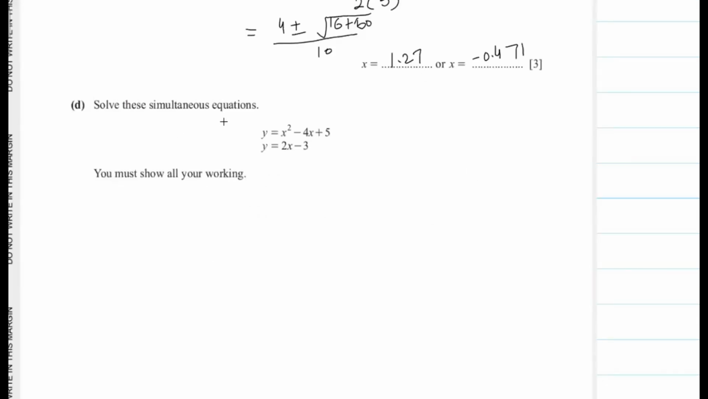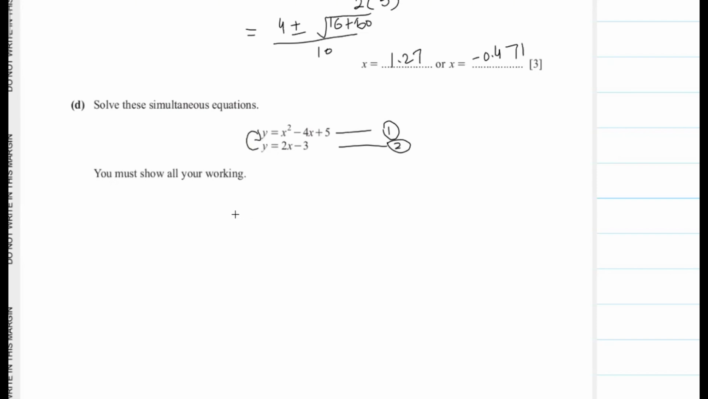Part D: solve these simultaneous equations. y equals x squared minus 4x plus 5, y equals 2x minus 3. We name these two equations: this is the first equation and this is the second equation. We can solve simultaneously if we substitute this value of y in this equation.